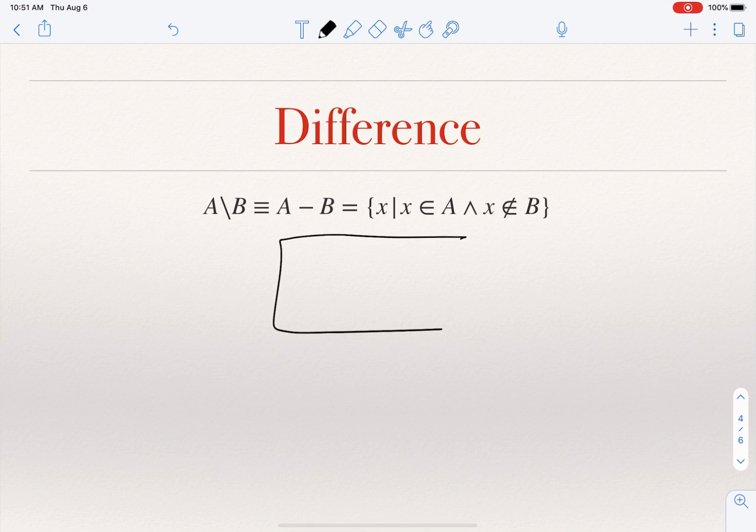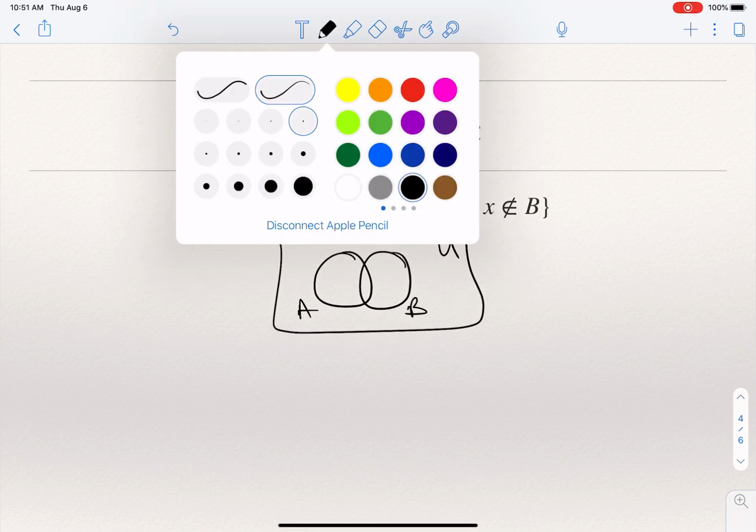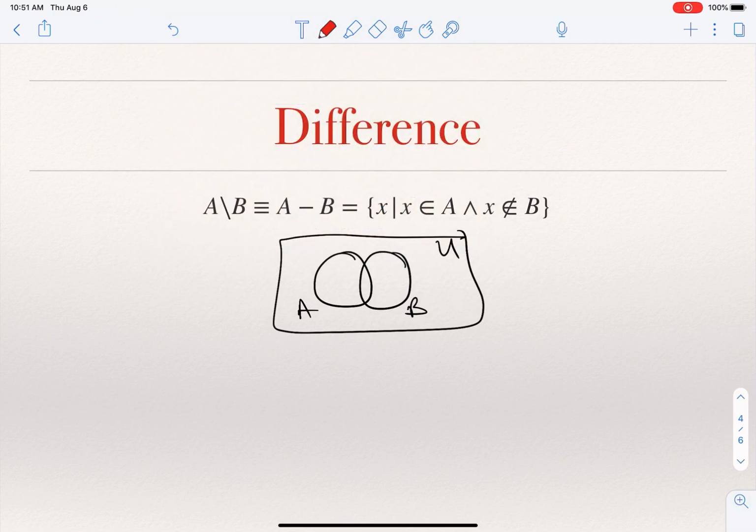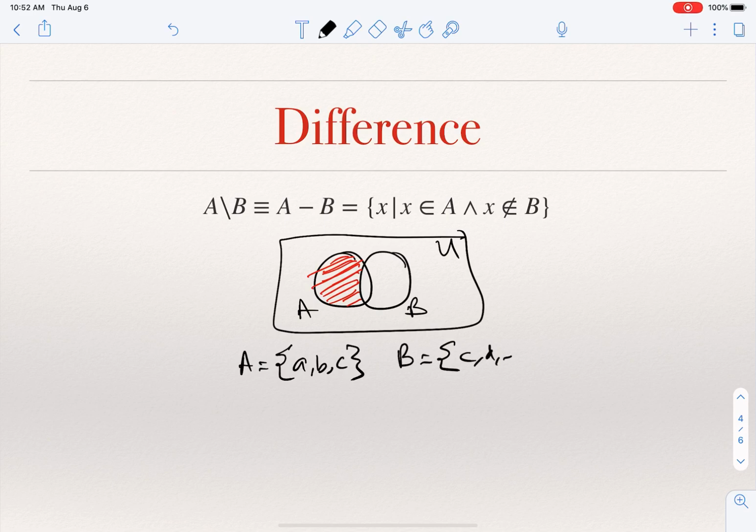So if I look at, again, the Venn diagram, and if this is A and this is B, and you think about what are the elements that are in A but not in B, this is the shaded area here. So if we take, again, A to be {a, b, c}, and B to be {c, d, e}, then A minus B are the elements that are in A but not in B, which is {a, b}.